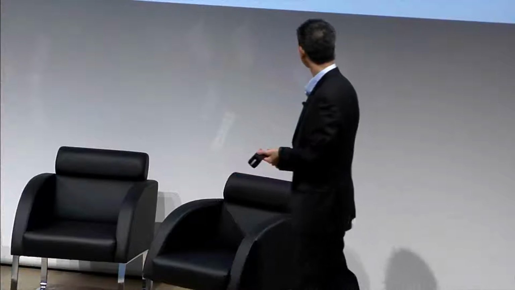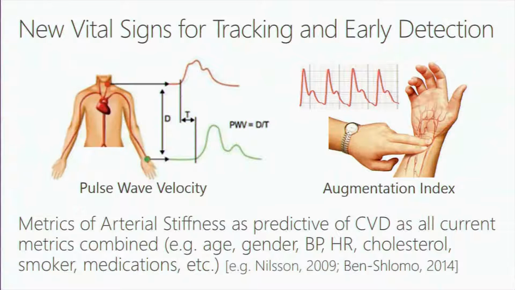And it's been shown that these metrics, even non-invasive metrics of arterial stiffness, are as predictive of cardiovascular disease as all the other metrics that we measure today non-invasively combined. So things like age, gender, blood pressure, heart rate, cholesterol levels, whether or not you're a smoker, the medications you're taking. We measure all this today to get a sense for cardiovascular risk. And it turns out that if you can measure arterial stiffness, you have a predictor and a metric that's at least as good as all of these.